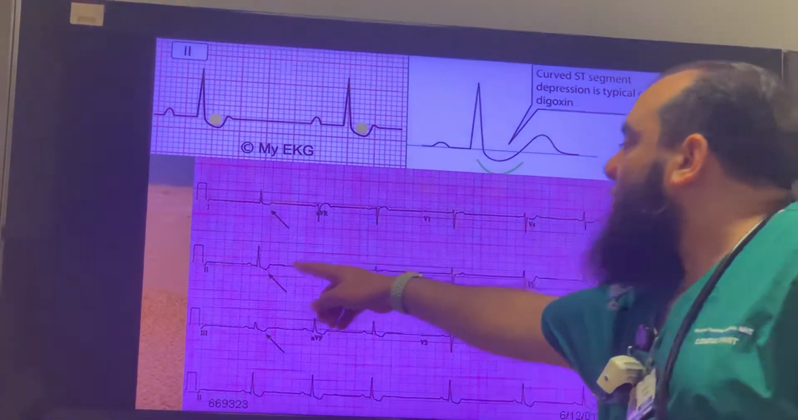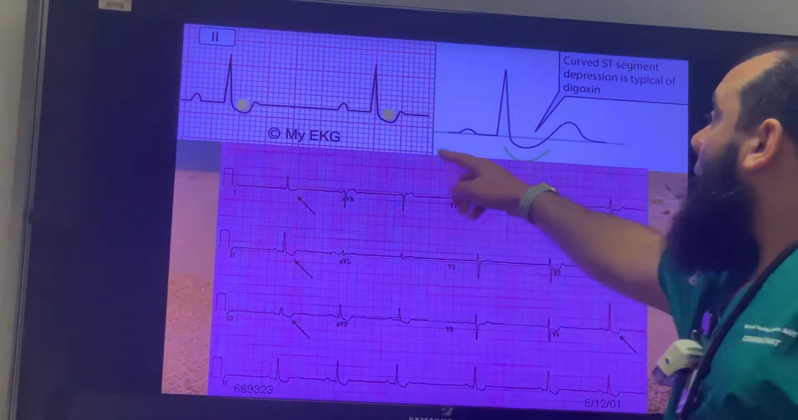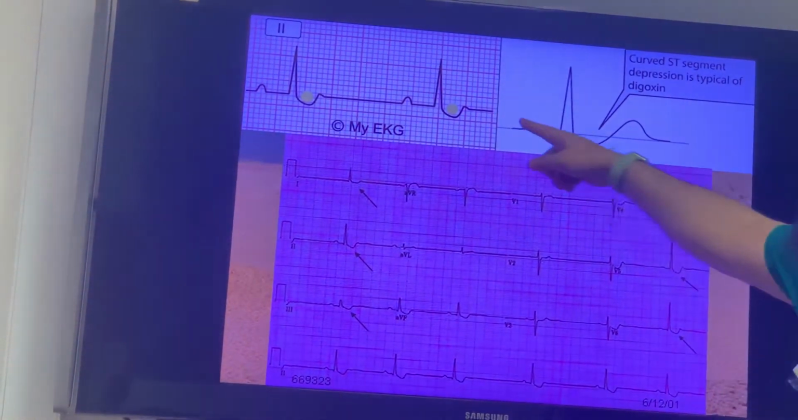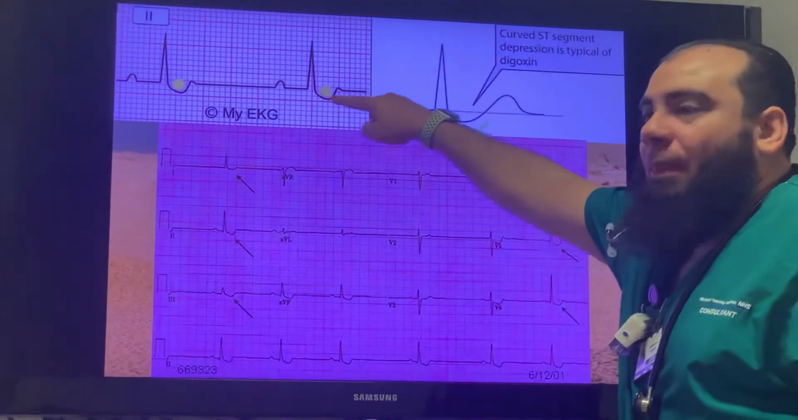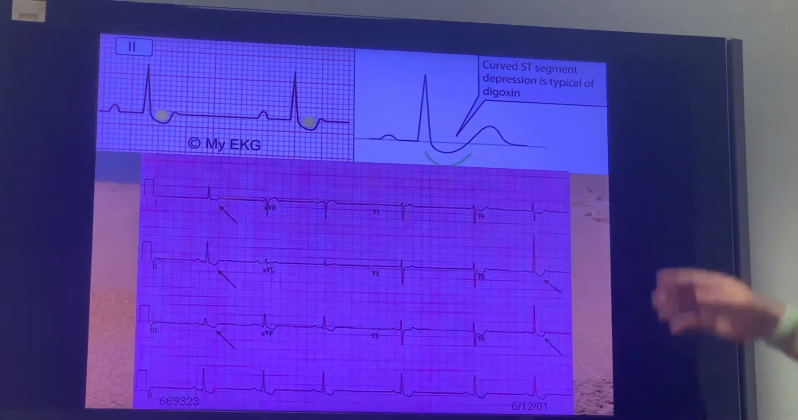So it is like a depression with coving. Can you see it? Yes. It looks like a ball inside, a bowl, you know. This is how it looks like. It is digitalis effect. Like a curved one.